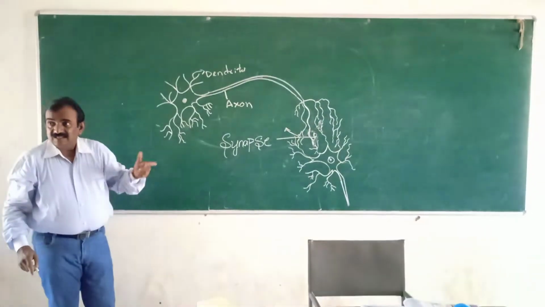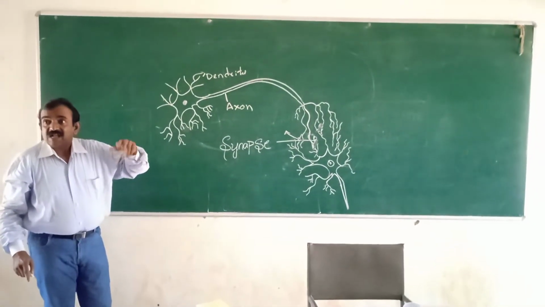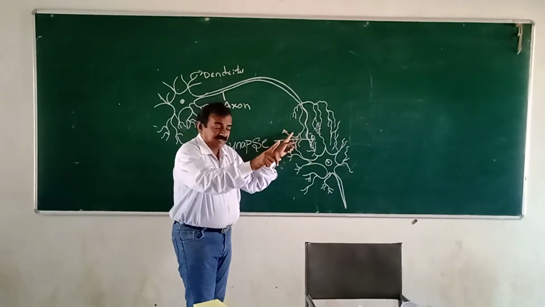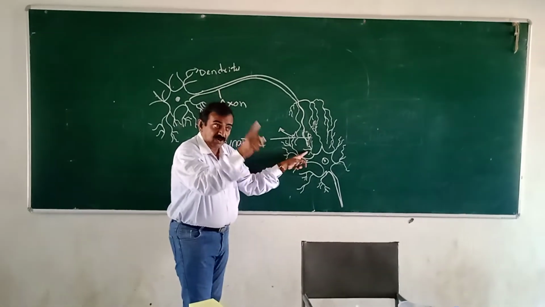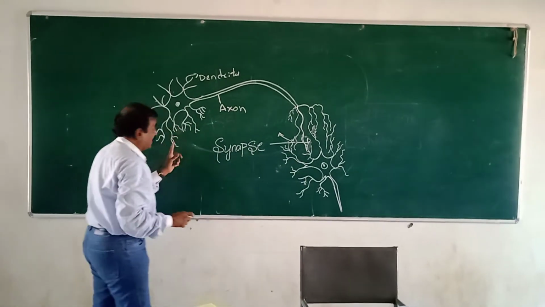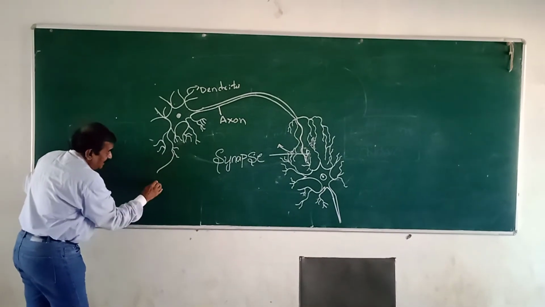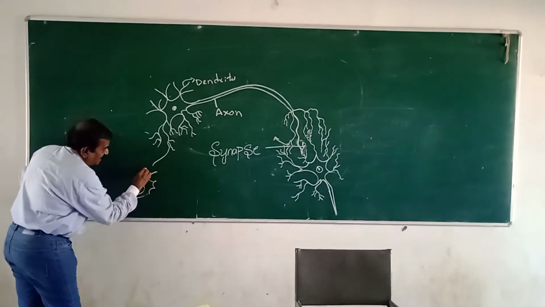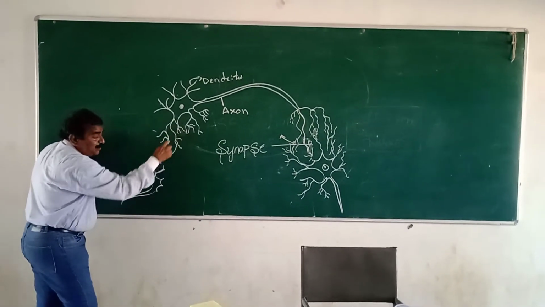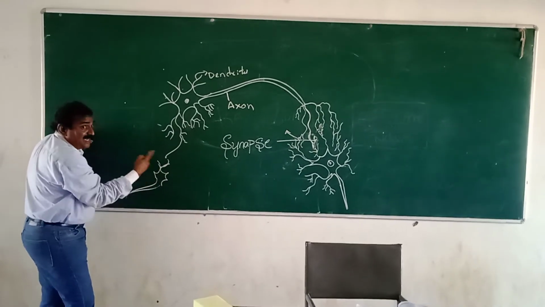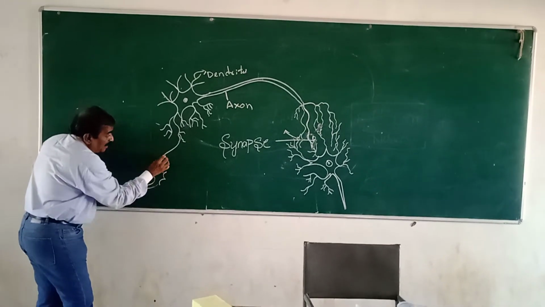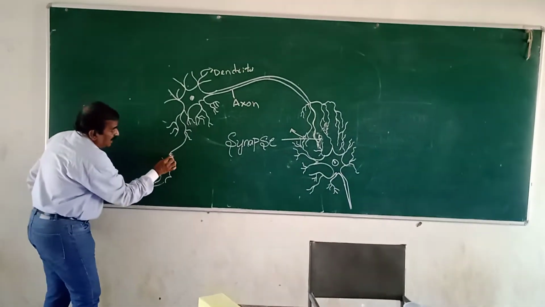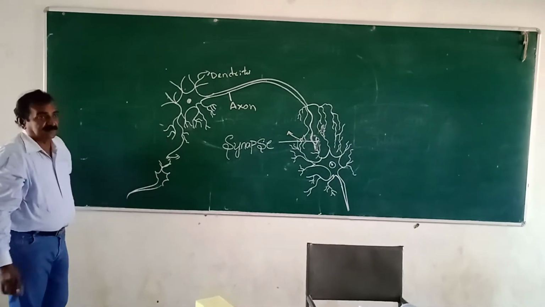Synapse is the functional region of contact between the axon terminals of one neuron and dendrites of another neuron, or dendrites of one neuron and, for example, this is another nerve cell and this is the axon. And what are these? These are dendrites. And these dendrites of one neuron are connected to the dendrites of another neuron. But here there is no connection. There is a small gap. Listen, there is a small gap, and this small gap is called a synapse.